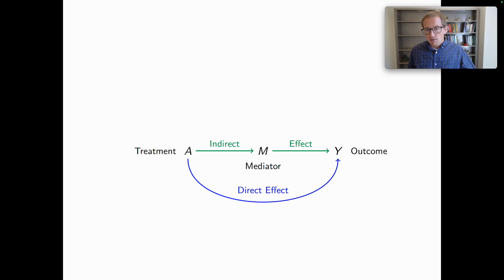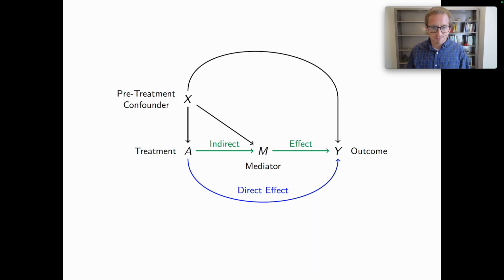We often talk about how a treatment A might affect the value of a mediator variable M, which in turn affects the value of an outcome Y. We might also think that the treatment has direct effects on that outcome that don't flow through the mediator. Mediation is all about studying these direct effects and these indirect effects.